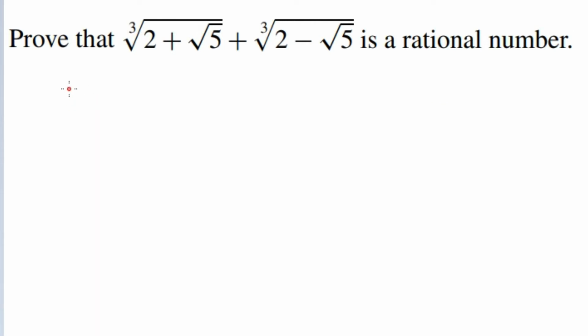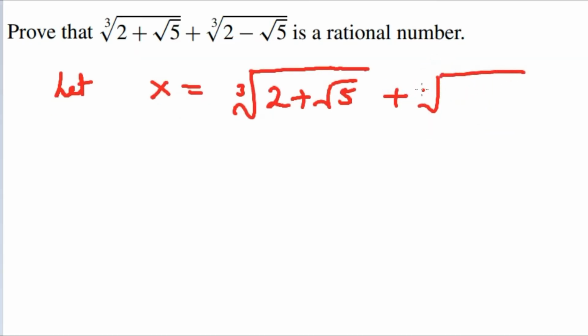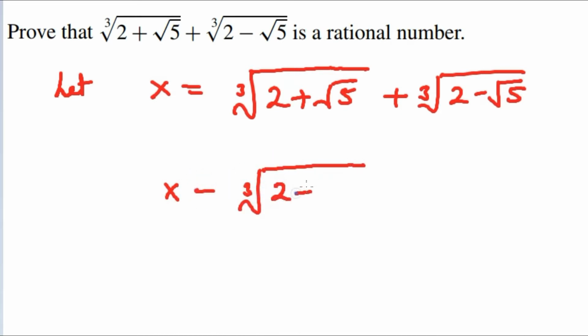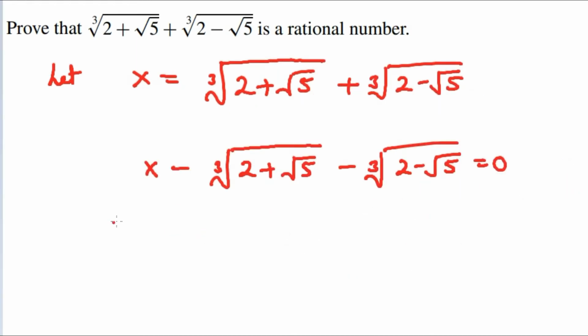So here we let x be that number whose value is equivalent to cube root of 2 plus square root of 5 plus cube root of 2 minus square root of 5. If we want to bring it to one side, both things will come in negative on this side, as you know. So x minus cube root of 2 plus root 5 minus cube root of 2 minus root 5 is equal to 0. Here we can see there are three things adding up to 0, like a plus b plus c adding up to 0.